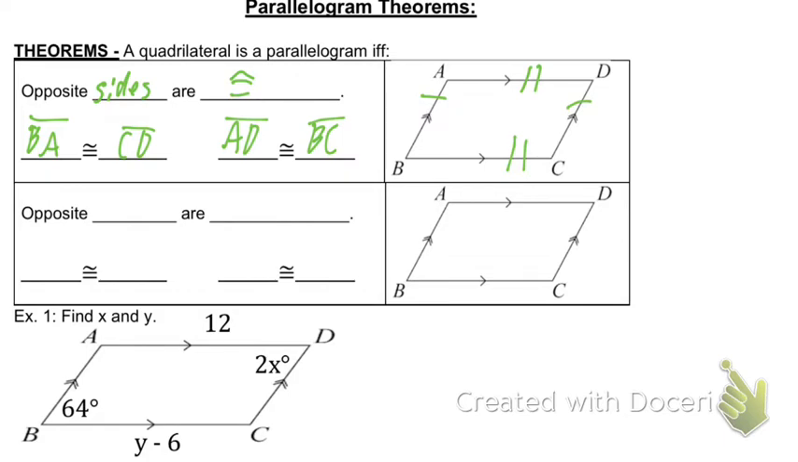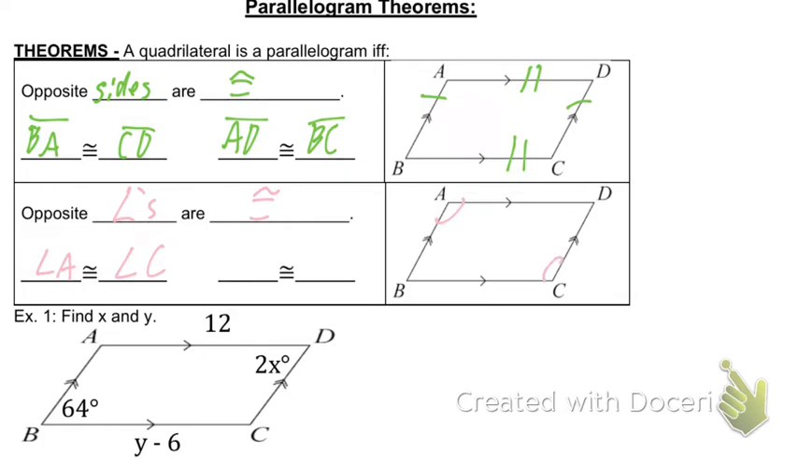The other theorem is: a quadrilateral is a parallelogram if and only if opposite angles are congruent. If opposite angles are congruent. Who can give me a pair of congruent angles here? Okay, Seth. Angle A and angle B. No, angle C. Angle A and angle C. Those would be considered opposite. They are as far from each other as possible, aren't they?